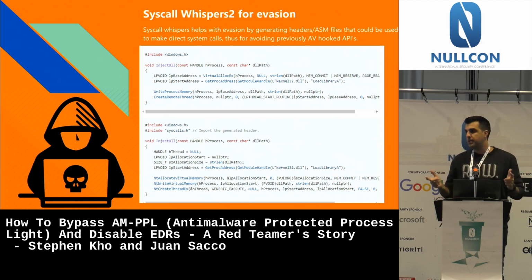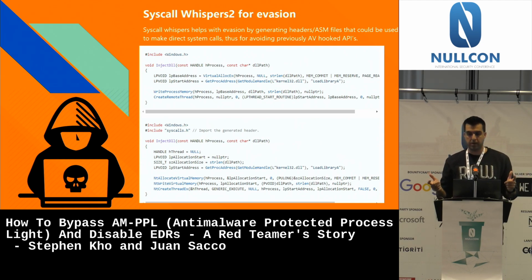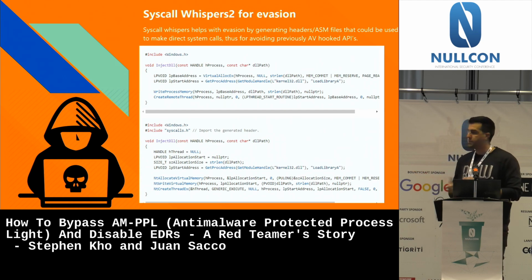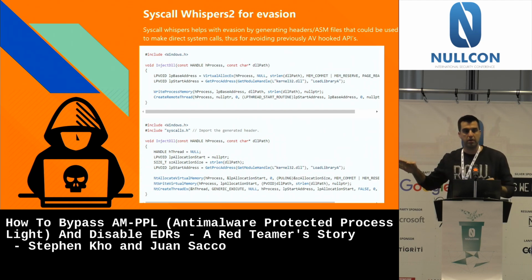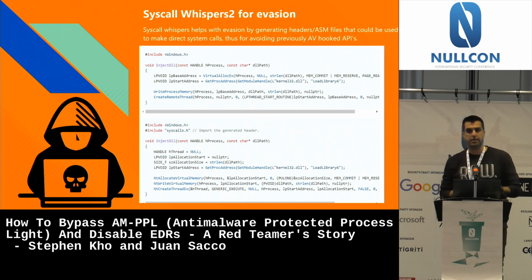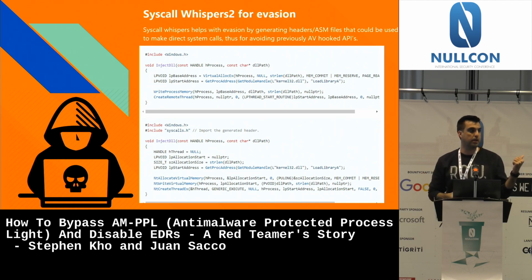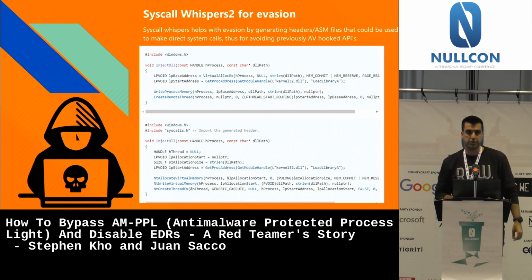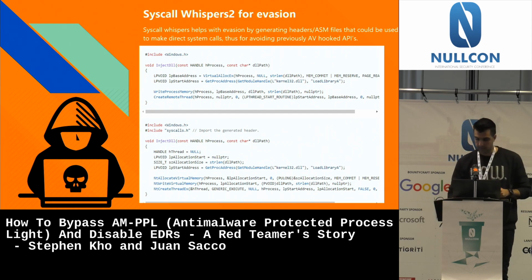I don't know if you guys have been using SysWhispers, but it's pretty easy to use. It's on the GitHub page. Basically what it does, I think Stephen already explained it, is you talk directly to NTDLL. That's it. And it works. And they just released SysWhispers 2, so check it out. And it has some cool stuff like randomizing things.